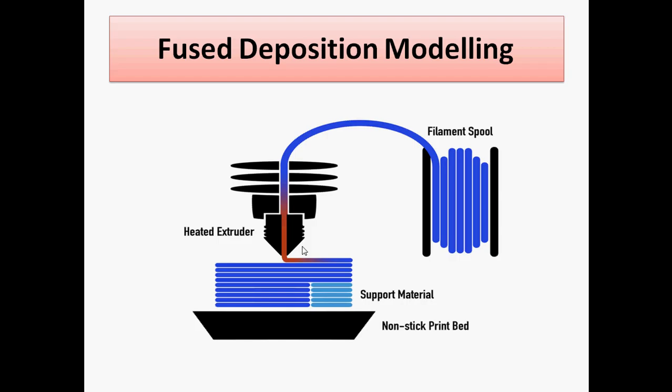Layer by layer the part is formed, which is called fused deposition modeling. Here, to prevent the part from sticking, the bed can also be heated. This is a non-sticking printing bed, so heating is required here, and the nozzle also requires heating. For the extruder we require a temperature of up to 210 or 220. For the bed we require 60 to 70 degrees so that the part does not stick to the surface. So this is about fused deposition modeling.